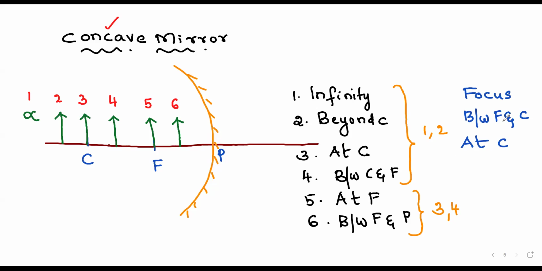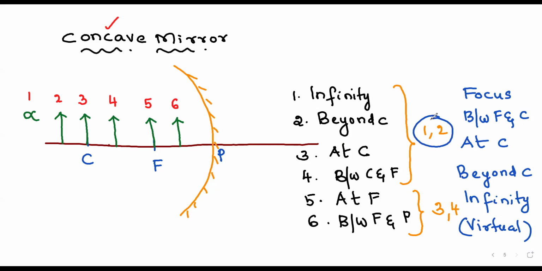You got the image between F and C when you kept the object beyond C. So if you keep it between C and F, you will get it beyond C. In the same way, you got it at the focus when you kept it at infinity, so if you keep it at F, you will get it at infinity. And this is the only one where you will get a virtual image at the back side of the mirror. So these are the 6 image formations. Now we will draw all the image formations by following these 4 major rays.